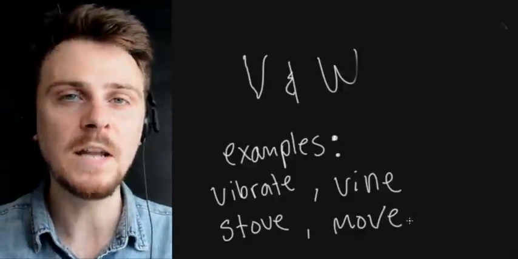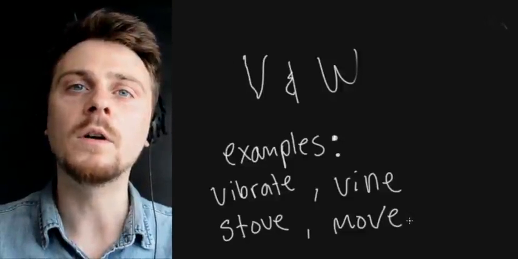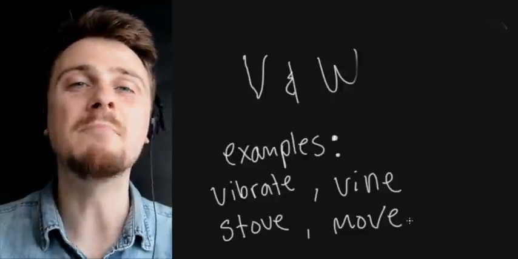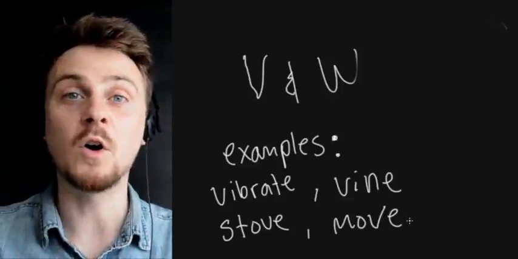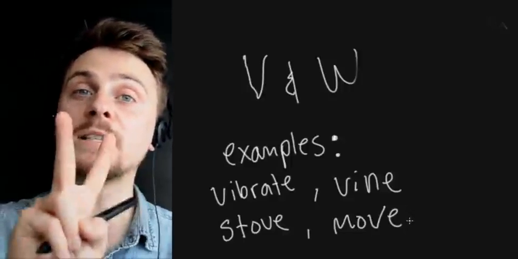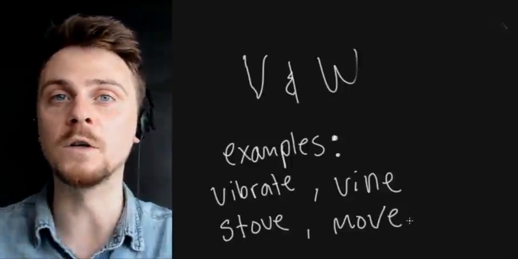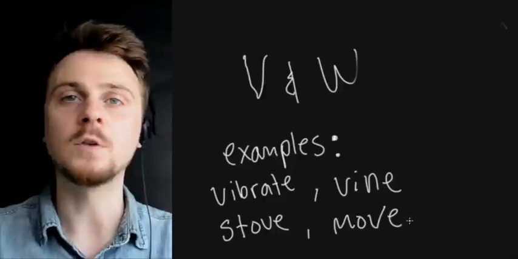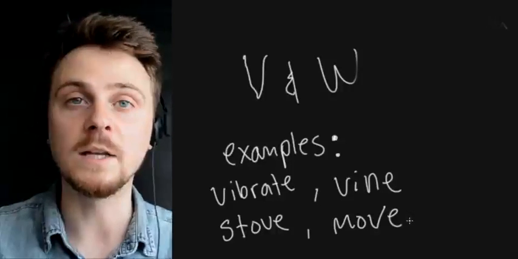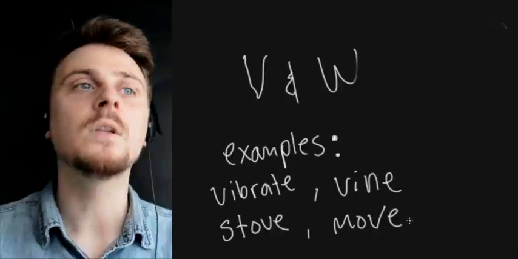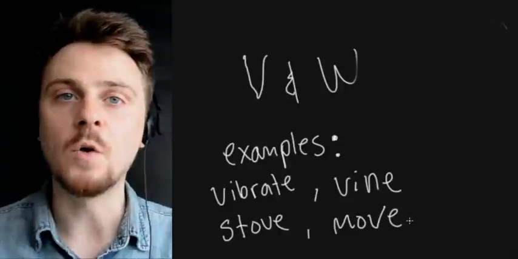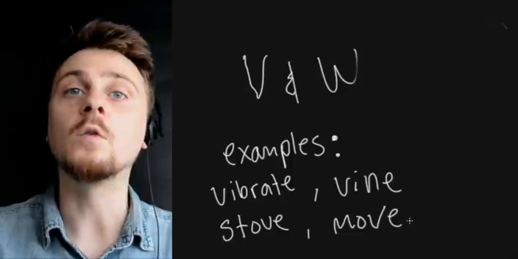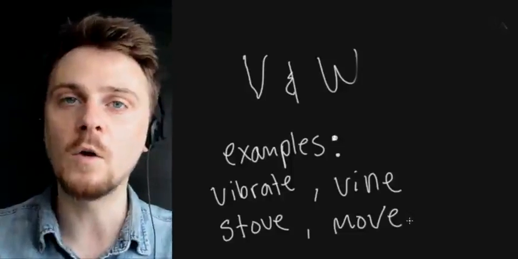Okay? Next one. Move. Again, be careful not to say "move-uh." That would be too strong, and that would be two syllables. We don't want to say that because it's a one-syllable word. Move. So I'll go through these once quickly. Again, vibrate, vine, stove, move. So practice these over and over.